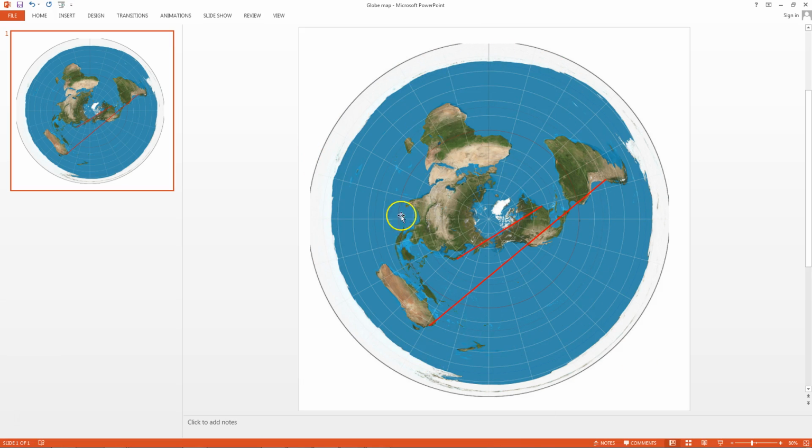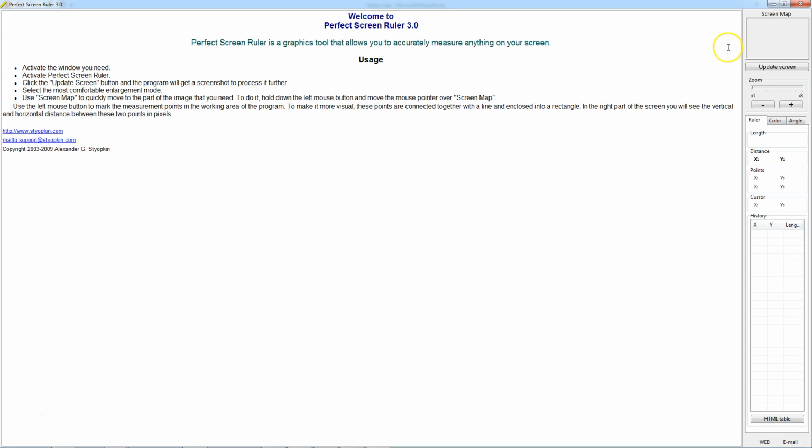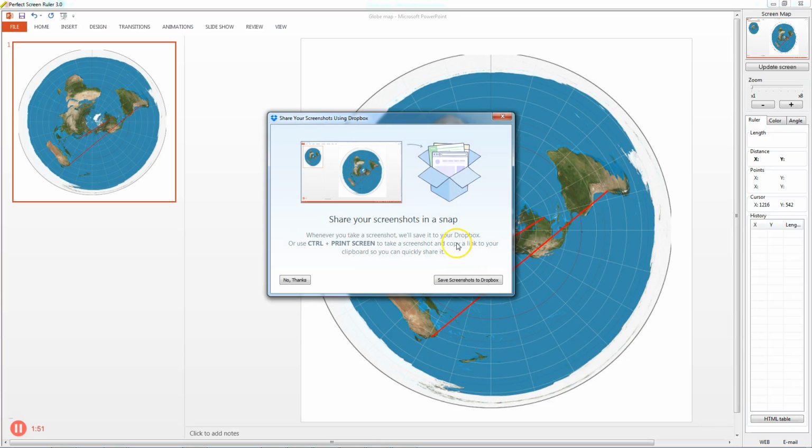This is the Flat Earth that I talk about. I'm going to pick two distances that are relatively similar. One's going to go from Tokyo to New York, and the other's going to go from Sydney to Santiago in Chile. So there's a little program update screen which will tell us distances.